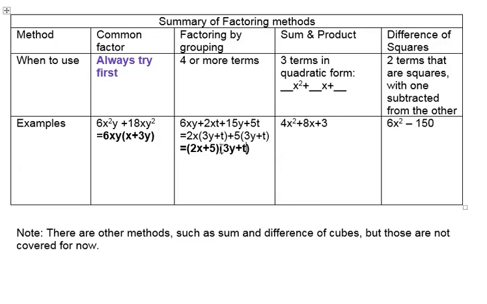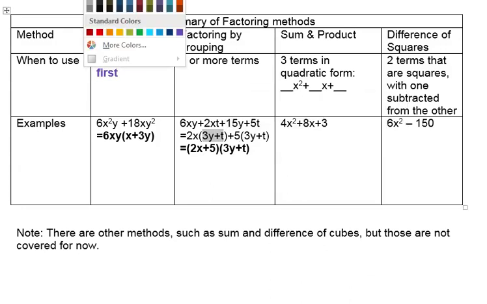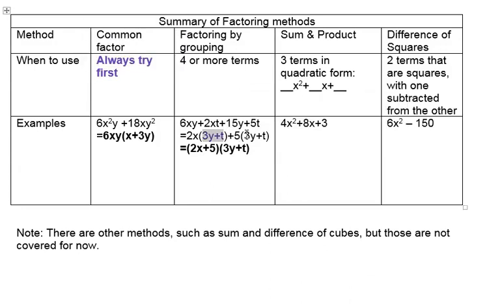If we didn't end up with this term being the same, that's a big hint that this factoring by grouping was either done wrong or isn't helping. So we're looking for that repeat factor. Then we can take that out as a common factor and group our fronts together as our other factor. Again, check this by distributing. So 2x times 3y, 2x times t, 5 times 3y, 5 times t. We do come back to our original expression.